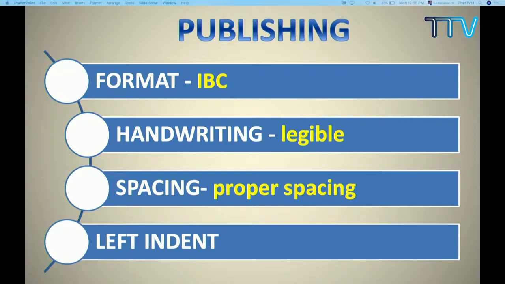But the next one, spacing, plays a very important role. How do you keep the spaces between lines and between words? These are the things that you need to work out during the publishing stage. And last but not least, we have the left indent. Some people keep the indent, some people don't. Normally it's better you keep the left indent. When I say left indent, whenever you start a new paragraph, on the left side you have to keep at least one space, which is called left indent.